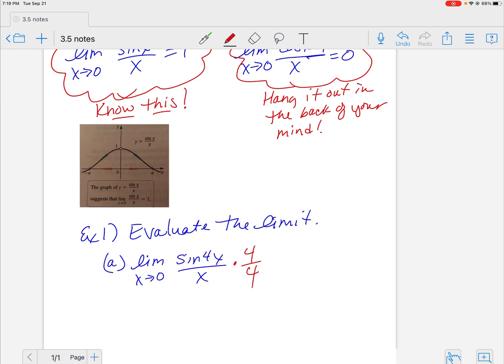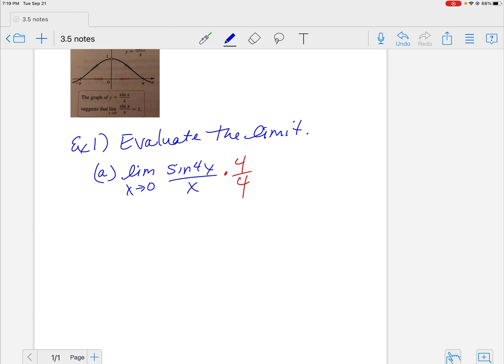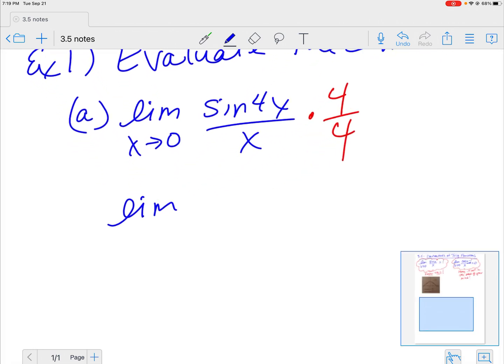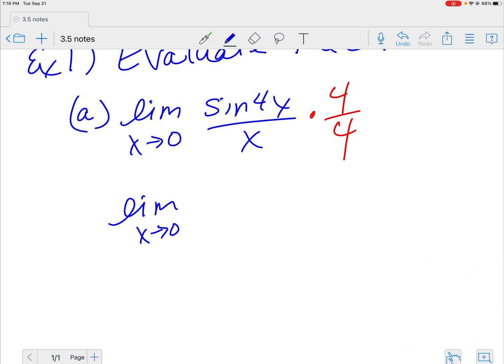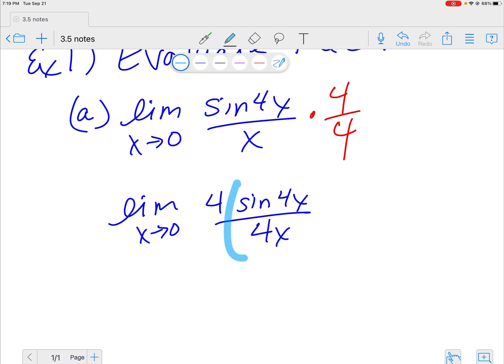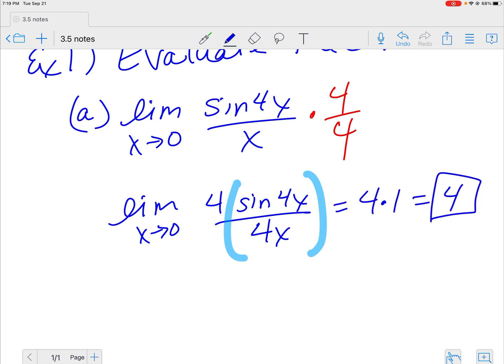All right? So now I actually have the limit as x approaches 0, because have we taken our limit yet? No, it's an operation. Keep writing it. So 4 sine of 4x over 4x. And there it is. That's the deal. So getting that set up is the key. This is now 4 times 1, which we know is 4. Not too shabby, right? Okay, let's do one more.